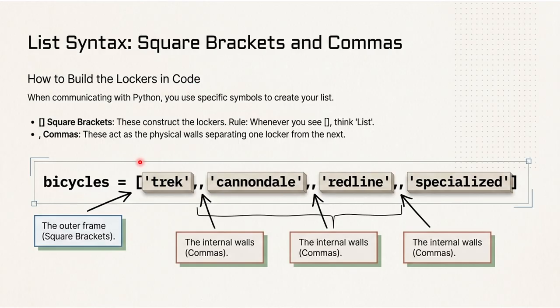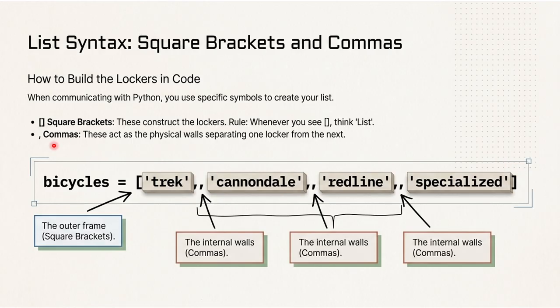If you see over here, there are two parts in the list syntax. First are the square brackets. These construct the locker rules. Whenever you see opening and closing square brackets in Python, think of it as a list. Your list will always start with the opening square bracket and end with the closing square bracket.